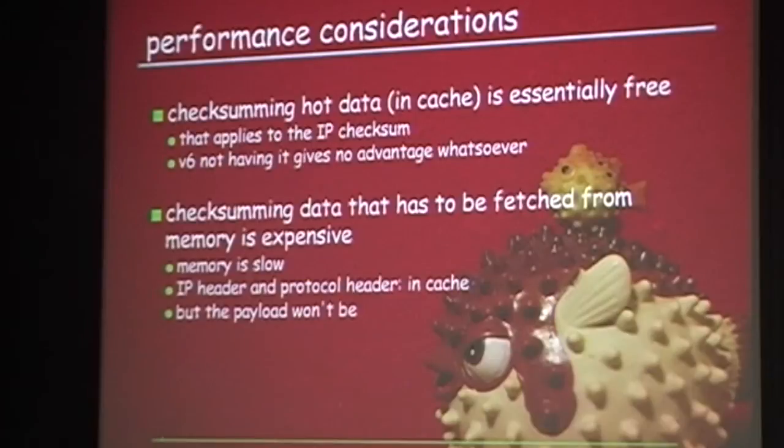Since the IP checksum only covers the header, and you, by definition, have the header in cache when you forward the packet, because you need the header information, right? That is free. Which is why not having the checksum there, for v6, doesn't make a difference. That's not an advantage. We have to checksum data that we have to fetch from memory. That is expensive, because, as said, the CPU will idle for a long time waiting for the data to show up.